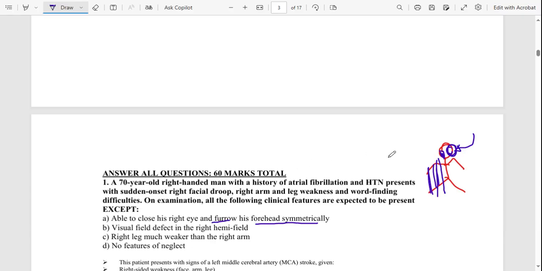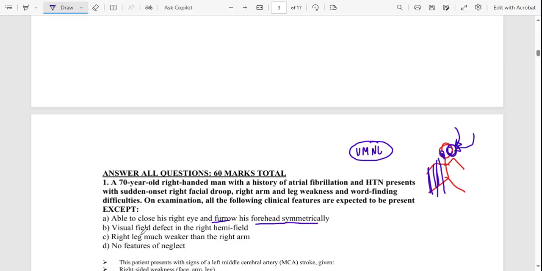If it is the left middle cerebral artery that is affected, there will be an upper motor neuron lesion. And for an upper motor neuron lesion, like in stroke, someone can wrinkle the forehead, but just the lower face is going to drop. B is saying visual field defect in the right hemifield.